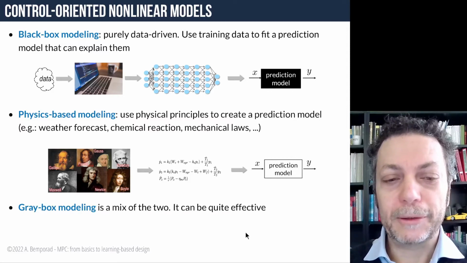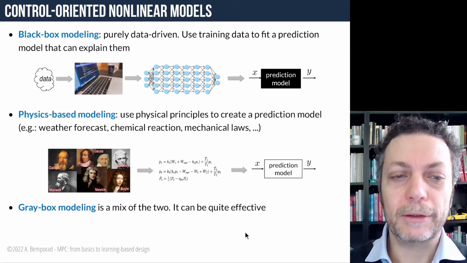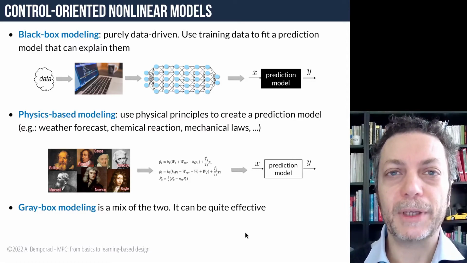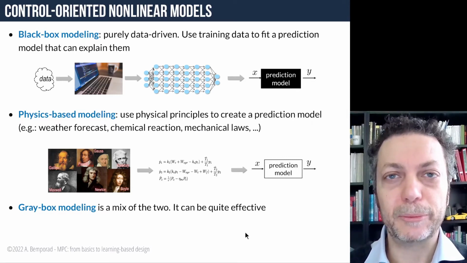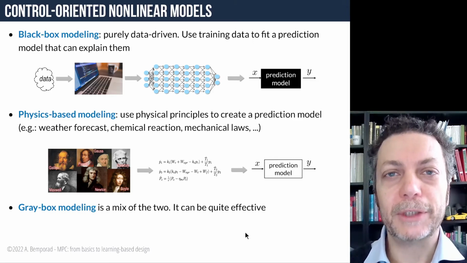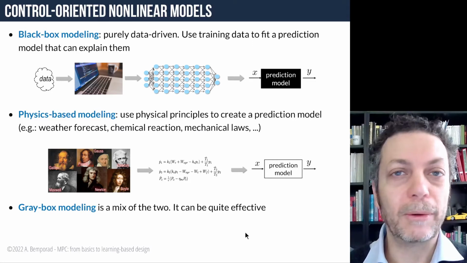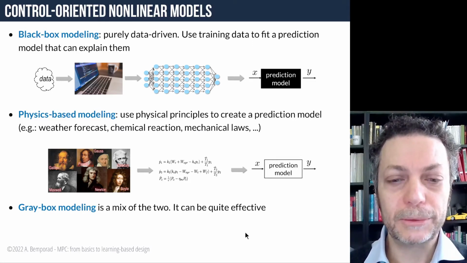So usually a combination of the two is actually the best approach. You could use a physics-based model for the part that you know well and that is simple enough, and then use black box modeling for other parts of the process that you don't know how to model, or you don't want to model because the model would be too complex.